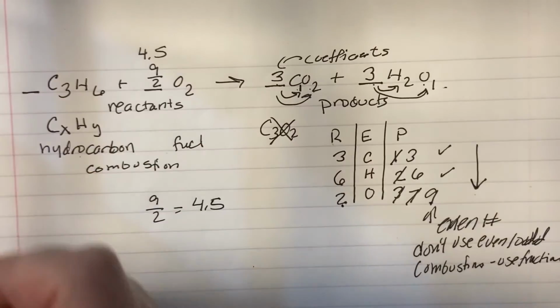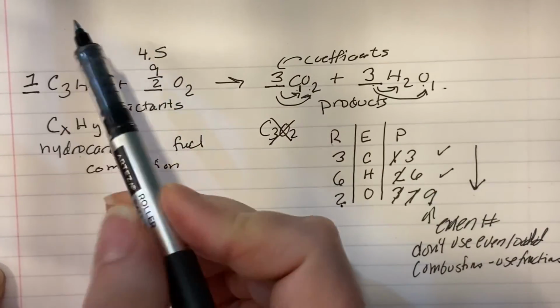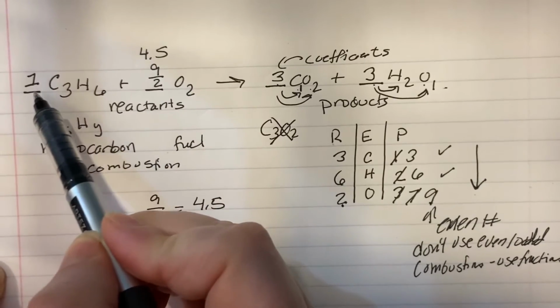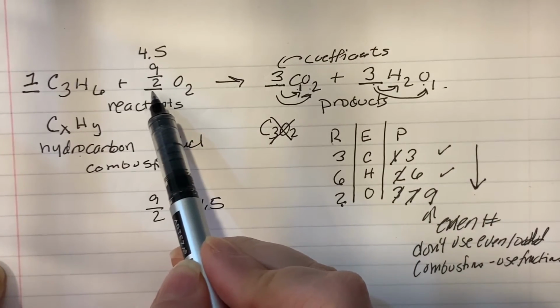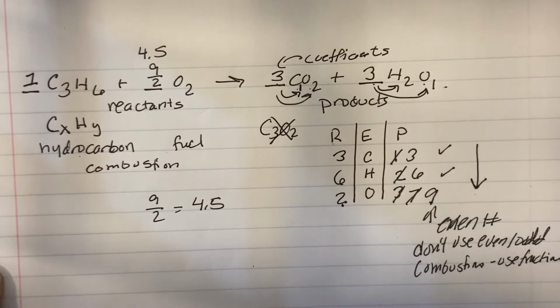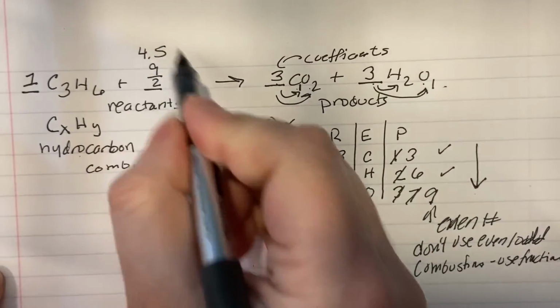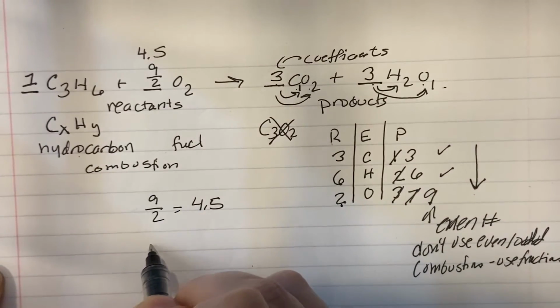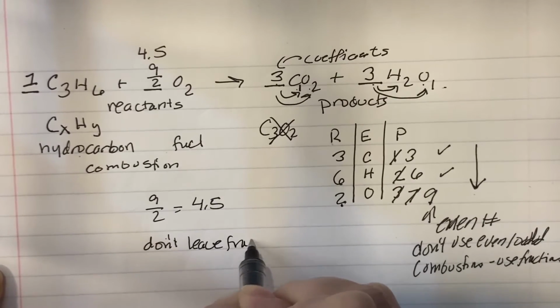So now I have the coefficients listed, and I'm going to add a 1 here. Because remember, especially if you're plugging this in on the computer, you can't leave that blank. So it would be 1, 4.5 or 9 halves, 3, and 3. Now, that doesn't give you full credit, just like in math. Because in math, we don't want to leave the fractions there. So don't leave it in fraction form.